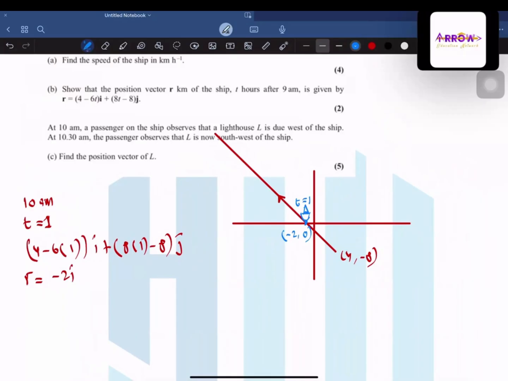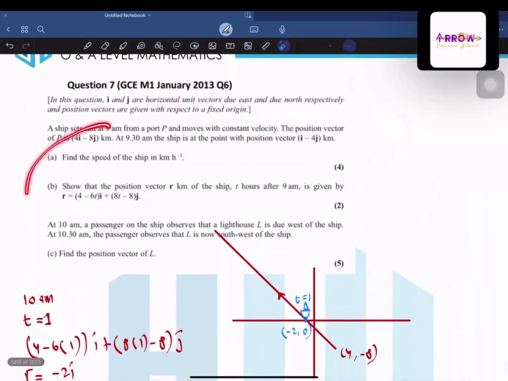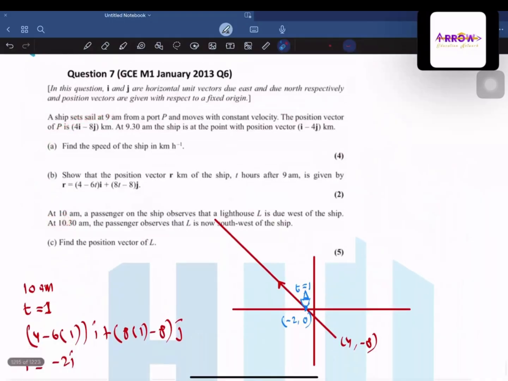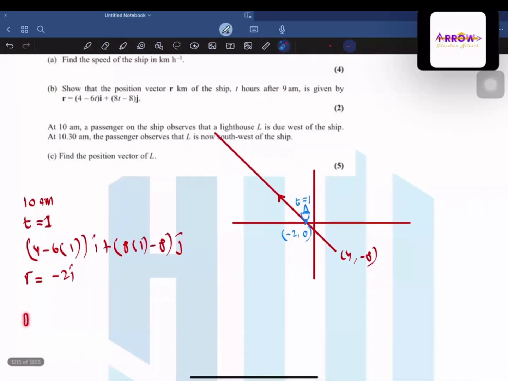When we are talking about 10:30 a.m., since at 9 a.m. our journey started, at 10:30 a.m. t is equal to 1.5 hours. I can say that 10:30 a.m. is like saying that t is equal to 1.5 hours.